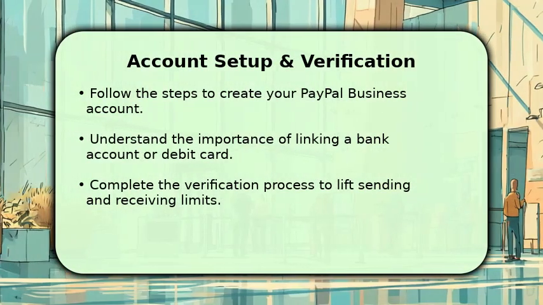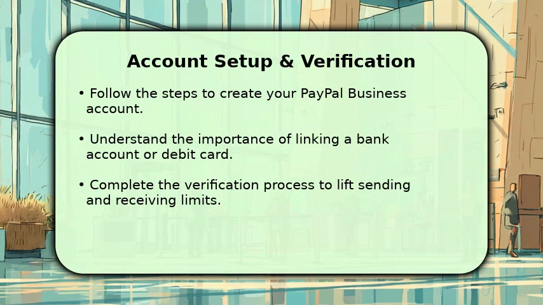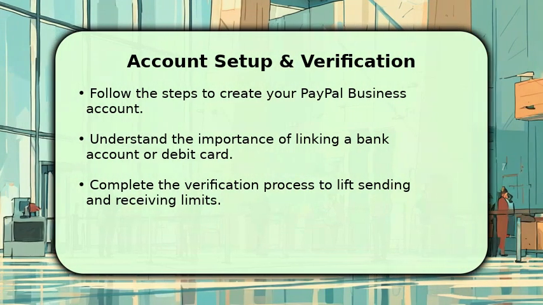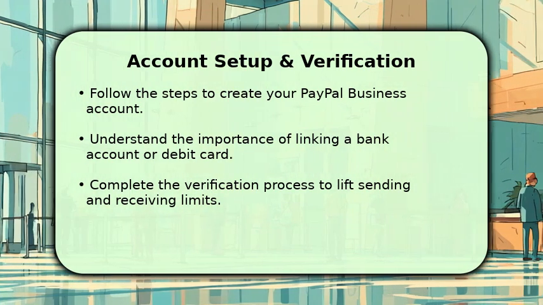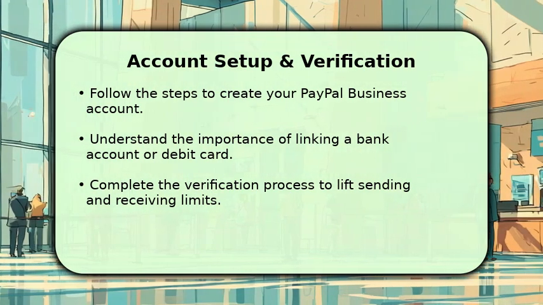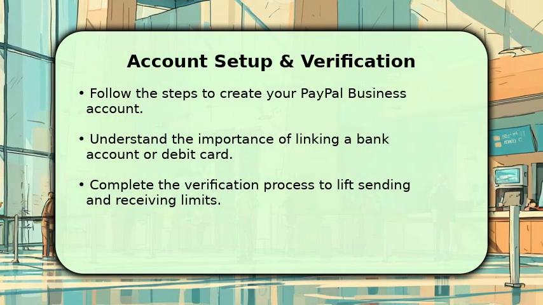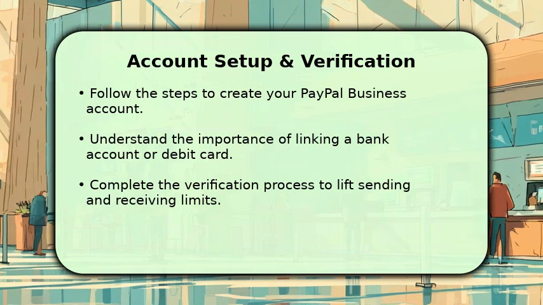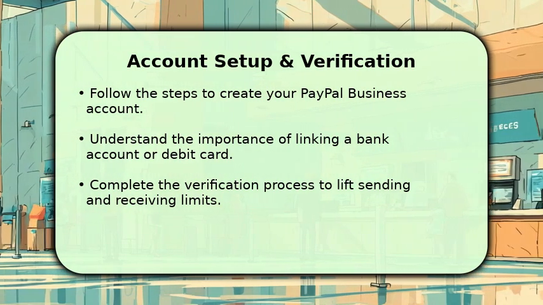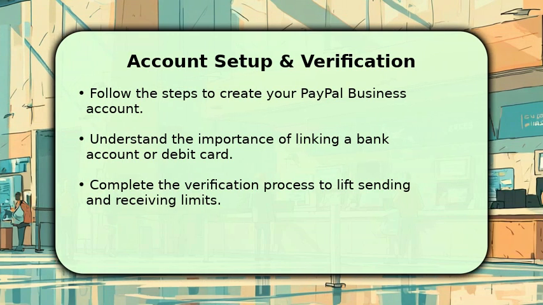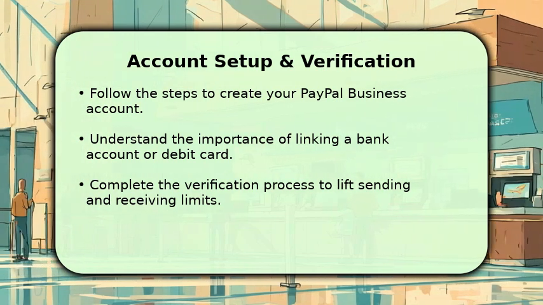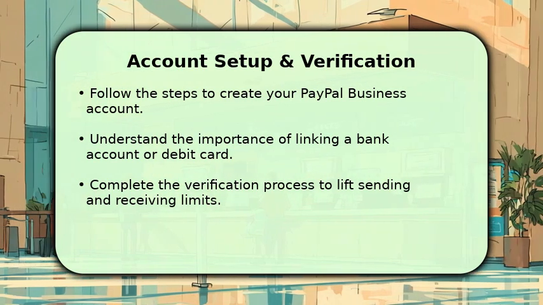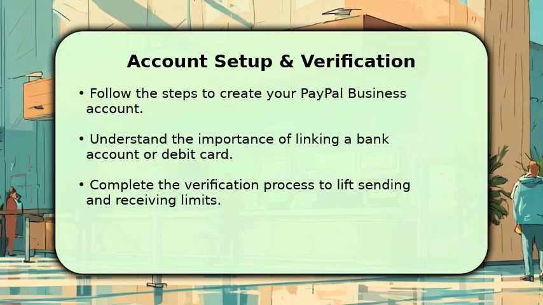Setting up your PayPal business account is simple. Begin by visiting the PayPal website and selecting the business option. You'll provide basic information, then link a bank account or debit card for seamless transfers. Crucially, complete the verification process by confirming your identity and financial details. This step is vital as it helps lift initial sending and receiving limits, allowing you to handle larger commission payments without interruption. It ensures your account is fully functional and secure for all your business needs.